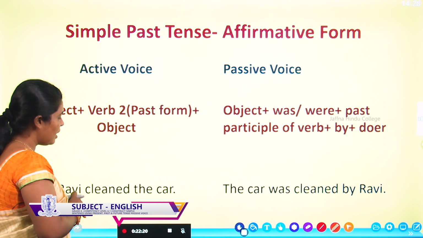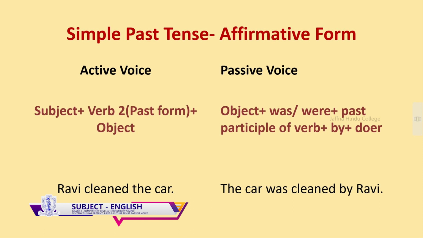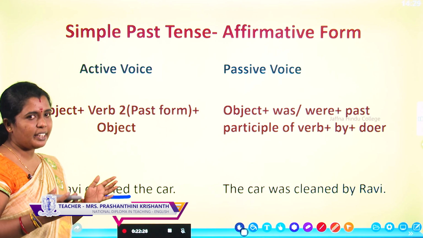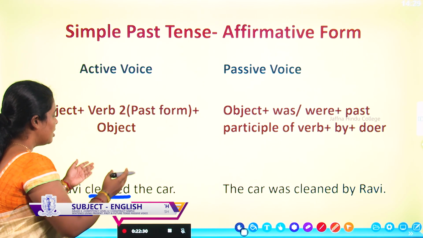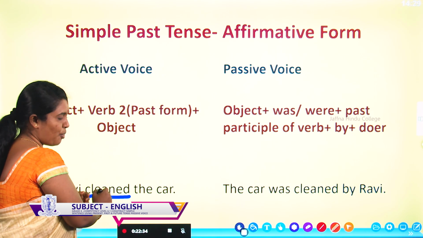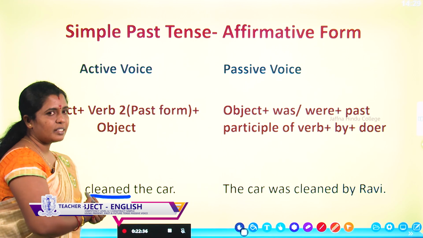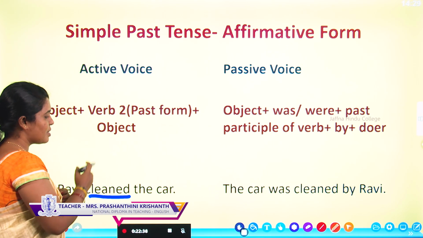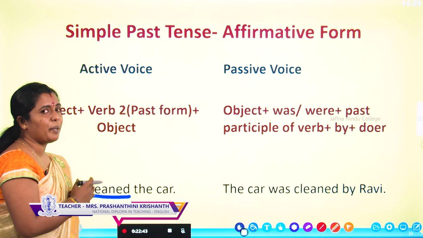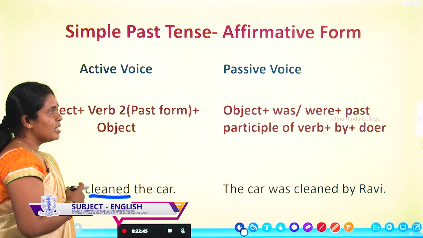See the example. Ravi cleaned the car, right? So what is the subject here? Ravi. Who did the action? Ravi. What is the action? Cleaned. It is in the past form. The car. The car is the object. So simply you can identify it is a past tense affirmative sentence, right?